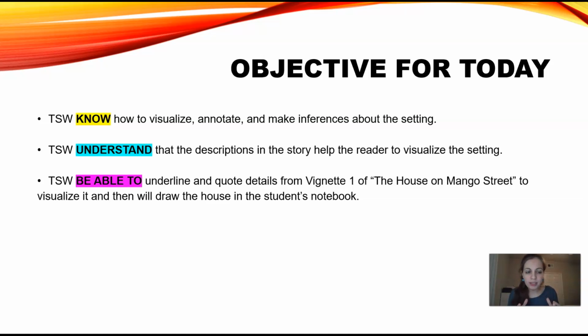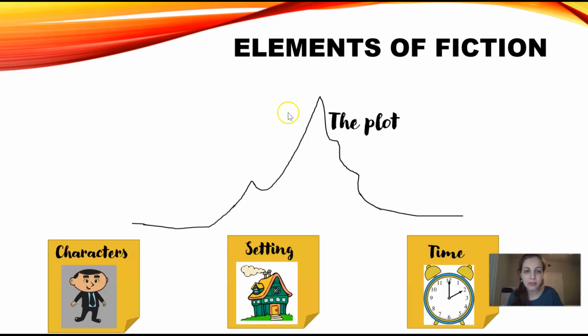We are gonna do it in the story, in the book, every day. Make inferences. We are gonna do it every day. So we are gonna practice enough for you to know what inference is. Don't worry about that. And the setting, you already know what is the setting. The setting is the place. Do you remember the elements of fiction? You have characters, setting, time, plot. The setting is the place.